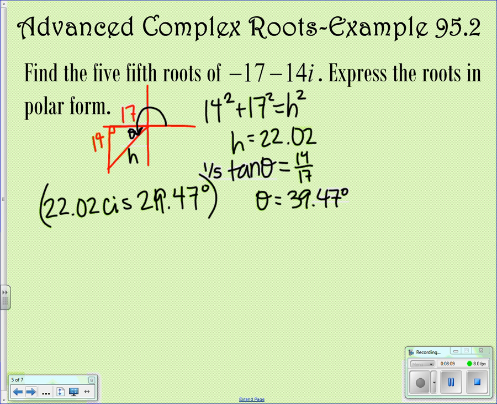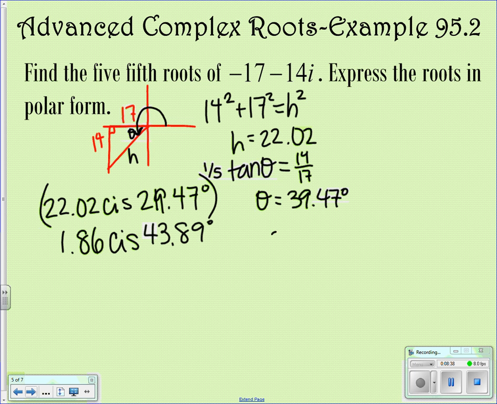And so again, we're going to take our 22.02 and we're going to get the fifth root of it using any of those methods that I showed you earlier. So if you need to pause the video and help your neighbor, go ahead and do that, but you should get 1.86. And then you have CIS, and we're going to do 219.47 divided by 5. And that gives you 43.89. And so that's your first root.